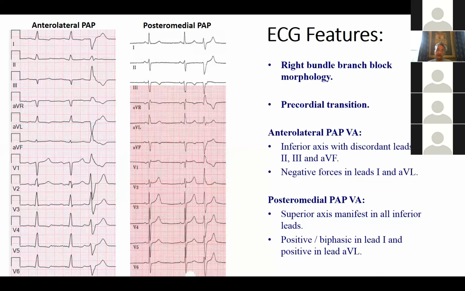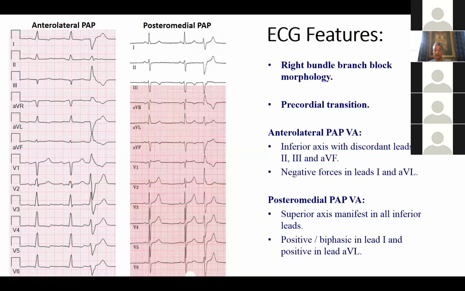And then depending on whether it's the anterolateral or the posteromedial papillary muscle, there are a few features that are unique to those. So with the anterolateral papillary muscle, because it's situated somewhat higher up on the lateral wall of the LV, the inferior leads tend to have predominantly positive forces, but there can be some discordance between leads 2 and 3, where 3 may be more positive than 2. And then, of course, because it's a posterolateral structure, it tends to manifest negative forces in leads 1 and aVL.